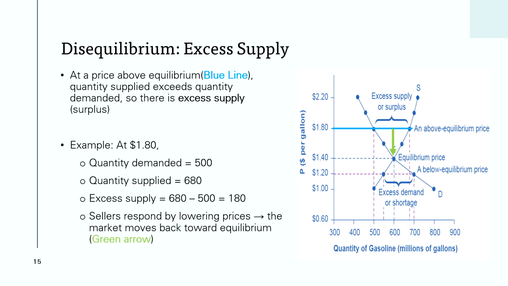At a price above equilibrium, let's say $1.80, quantity supplied exceeds quantity demanded. The producers supply 680 million gallons, while consumers only want 500 million gallons. This results in excess supply, or a surplus of 180 units. When there is a surplus, sellers lower their prices to attract buyers. This downward pressure on price moves the market back to equilibrium.